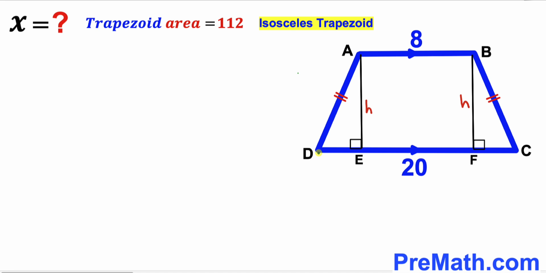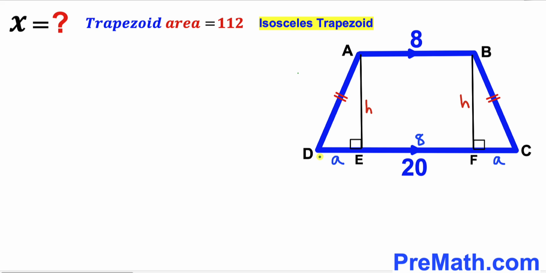Furthermore, we can see that segment DE is equal to segment CF. In other words, if DE is lowercase a, then CF is lowercase a as well. Now let's make an observation. Segment EF is equal to side AB, and we know this base is 8 units, so segment EF is going to be 8 units as well.